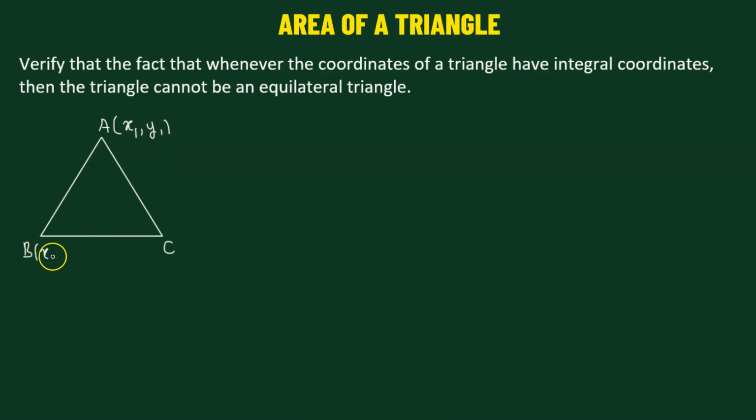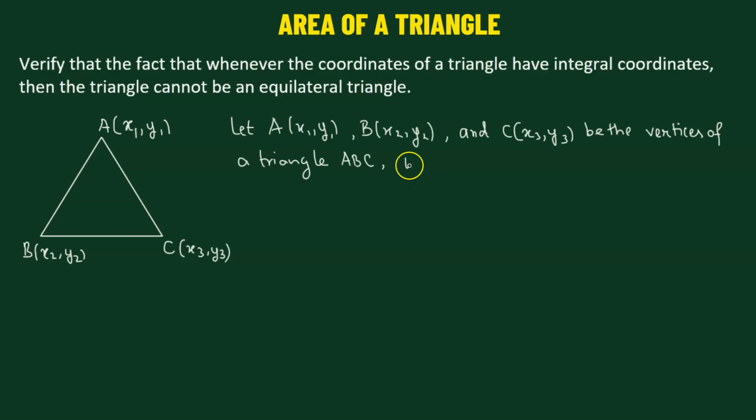For B, the coordinates, let it be x2, y2. And coordinates for C, let it be x3, y3. So these are the coordinates of the triangle ABC. So we are choosing the coordinates such that xi and yi, where i can take the value 1, 2 and 3, are all integers. These are integer values that we are choosing.